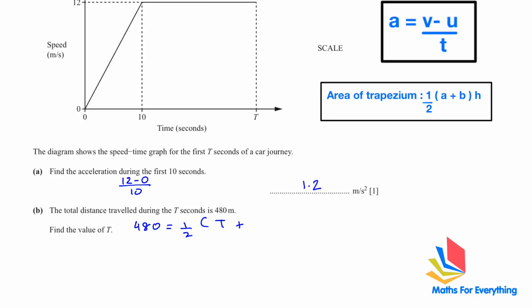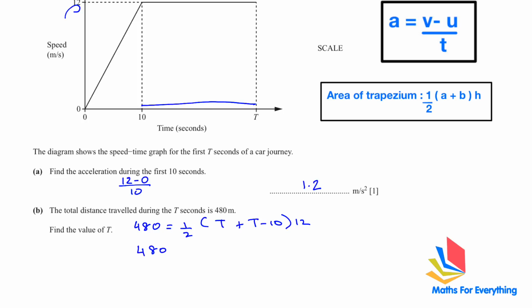And what is our B? This part here is our B. So this is T minus 10. And what is our height? Height is 12. So this is what we have to simplify now.